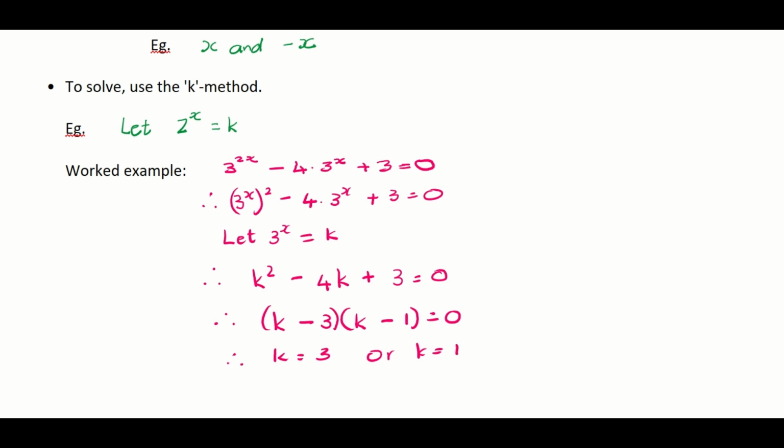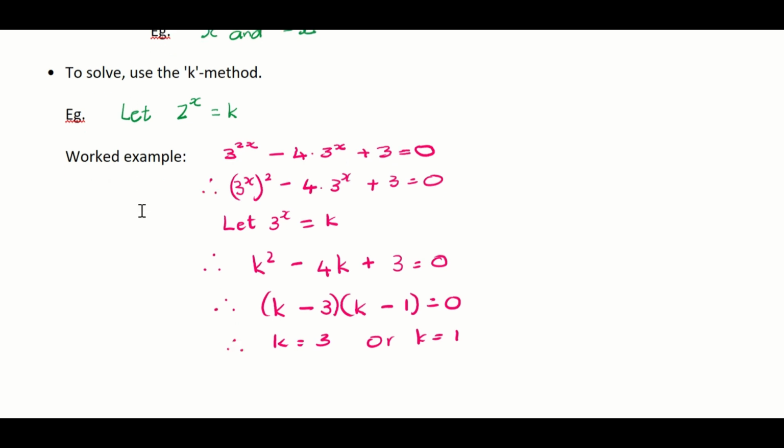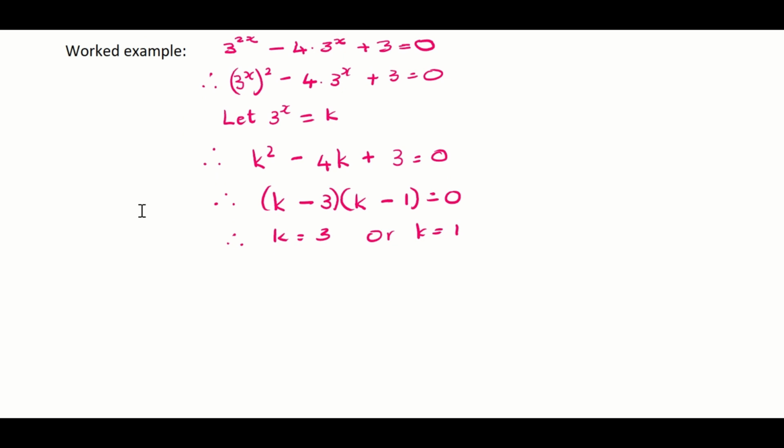But remember, we didn't need to solve for k. We needed to solve for x. So we're going to go back and substitute k with 3 to the power of x. So then, therefore, 3 to the power of x is equal to 3, or 3 to the power of x is equal to 1. Now to solve for x, remember both bases need to be the same on both sides of the equal sign. In the first one, they are the same, so then I can say x is equal to 1.